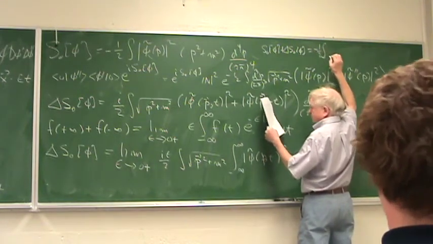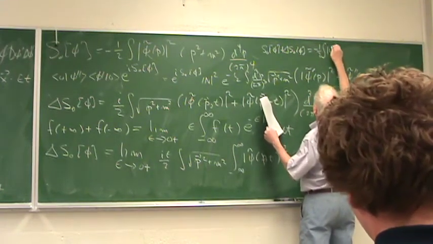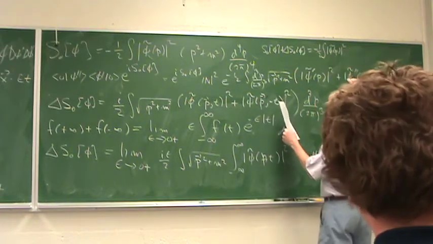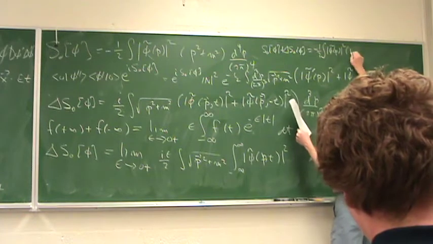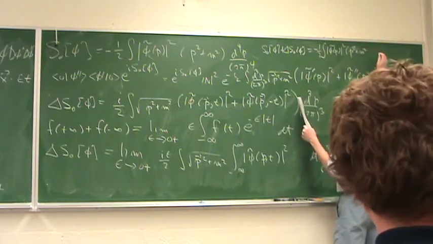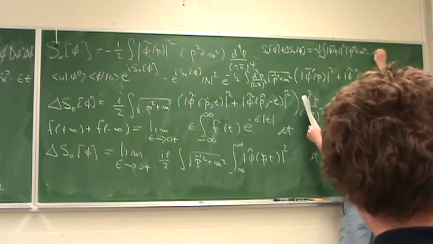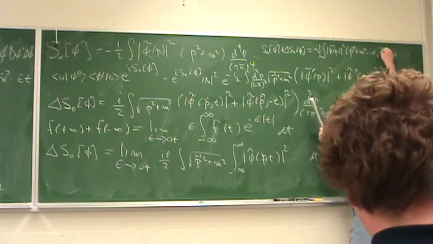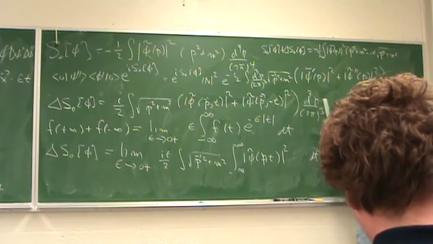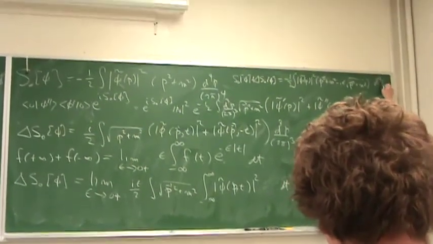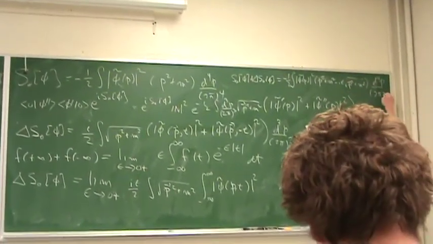Minus 1/2 integral phi tilde of p absolute value squared, p squared plus m squared minus i epsilon square root of p squared plus m squared, whereas this is 3-vector p squared, d fourth p over (2 pi) to the 4.